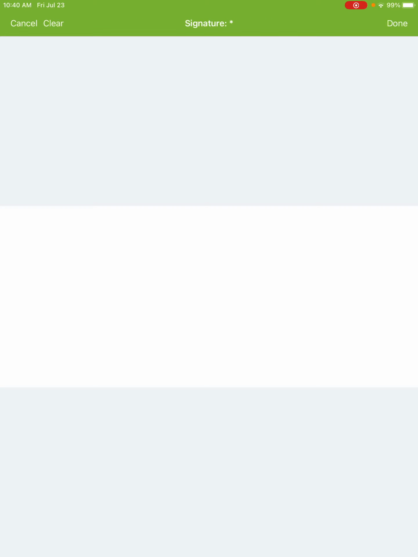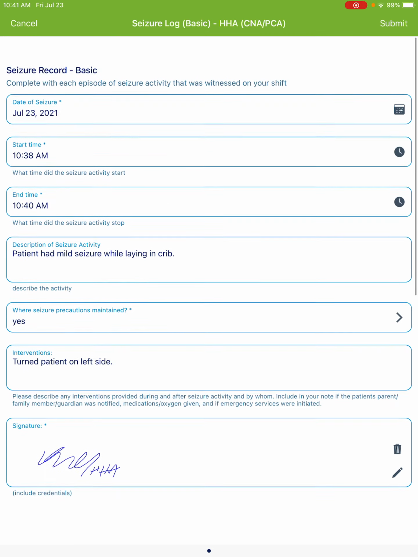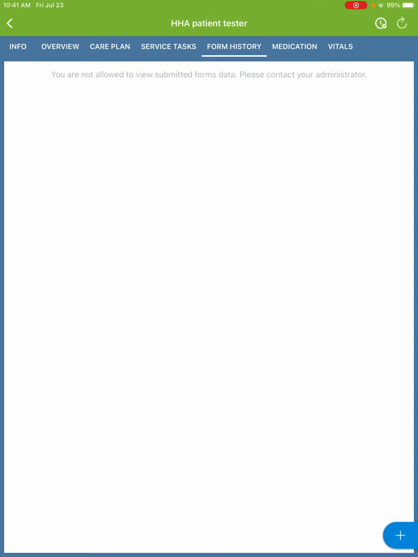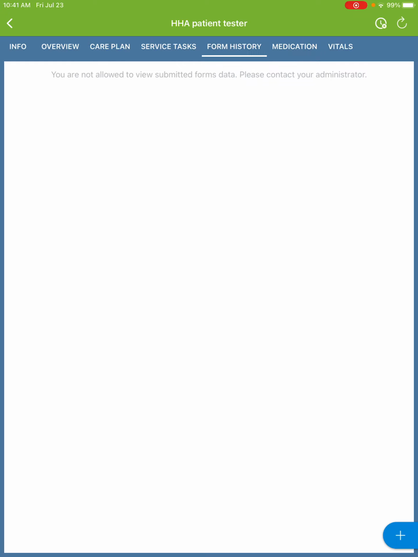And then your signature, this is where you're going to sign. Here, click done, and then you're going to submit. So we successfully submitted this form. Your clinical supervisor will be able to read that. And there you go. So the form is completed.